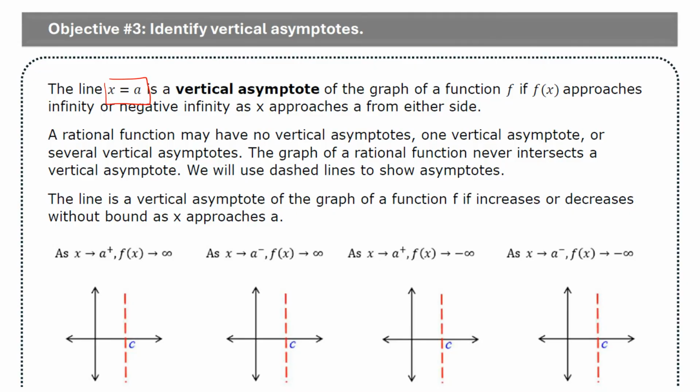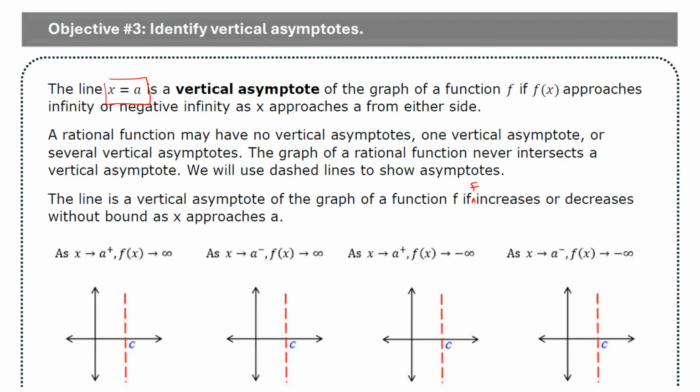The graph of a rational function never intersects a vertical asymptote, so we'll use dashed lines to show the asymptotes on the graph. The line x equals a is a vertical asymptote of the graph of a function f if f increases or decreases without bound as x approaches a.